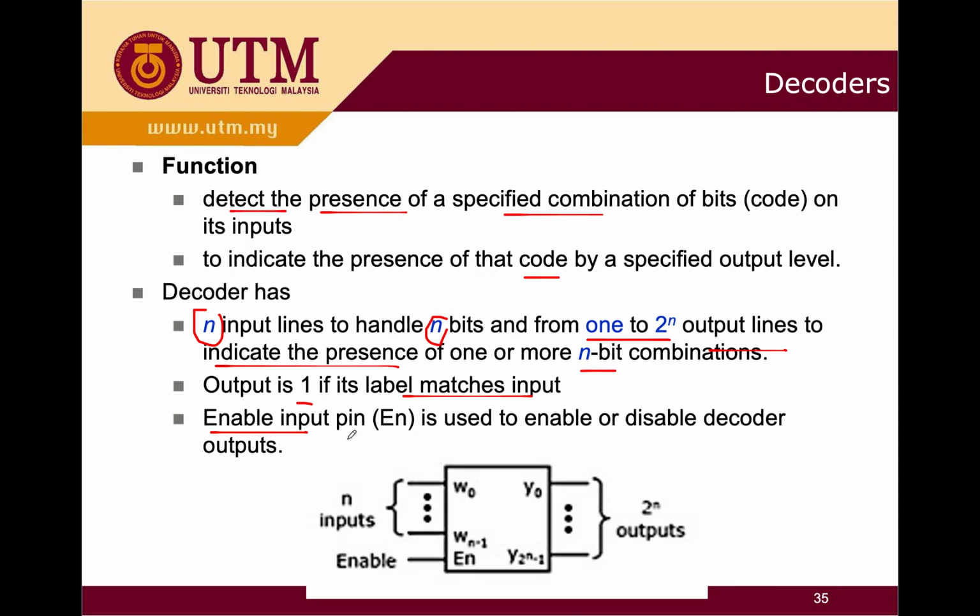The enable input pin, which is EN, is used to enable or disable the decoder output. So this is the pin for the decoder to enable or disable the decoder output. You need to know the theory and the details of the decoder, including the EN, and that the output is 1 if the label matches the input.